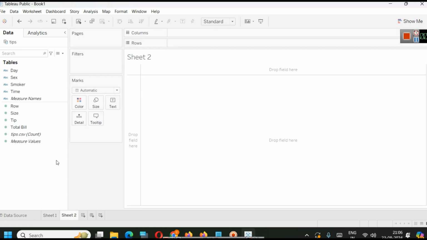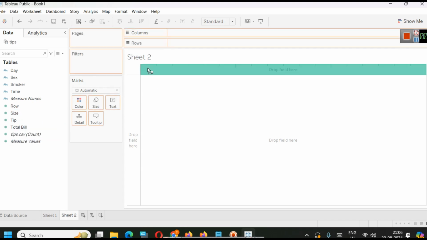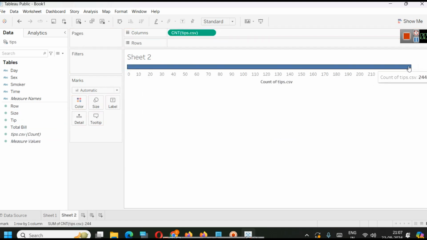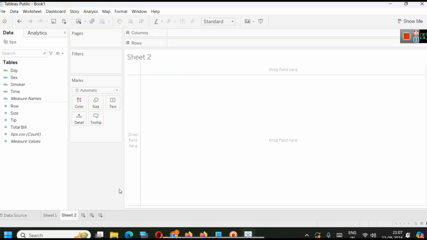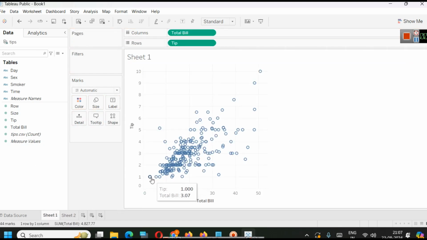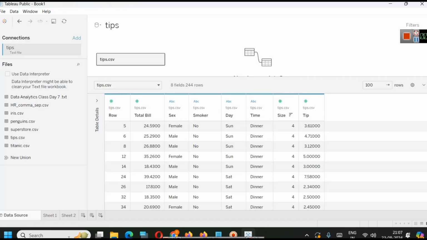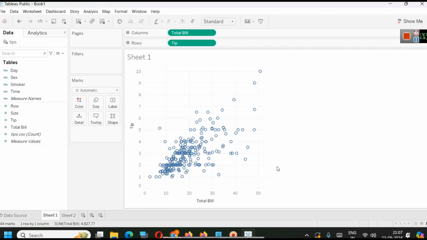Let's see what the count is. We will simply drag count. So this is 244 values. Now you can see 244 dots here, and every dot represents a data point. Like this is one dot, this is the second dot, this is the third dot, this is the fourth, and so on. Now all the dots are plotted on the graph.